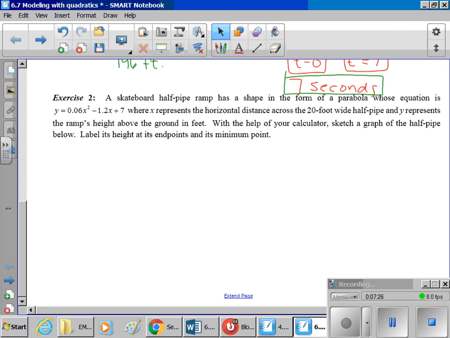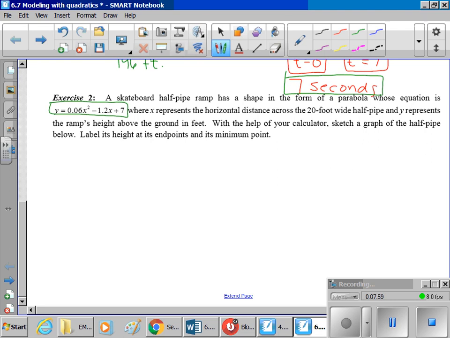So a skateboard half pipe ramp has a shape in the form of a parabola whose equation is, and you know me, I like to always put boxes around my math, where x represents the horizontal distance across the 20-foot wide half pipe, and y represents the ramp's height above the ground in feet. With the help of your calculator, sketch the graph of the half pipe below. Calculate its height at the endpoints and the minimum point.